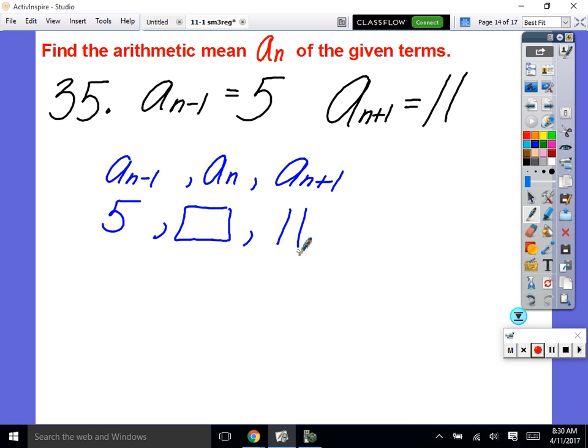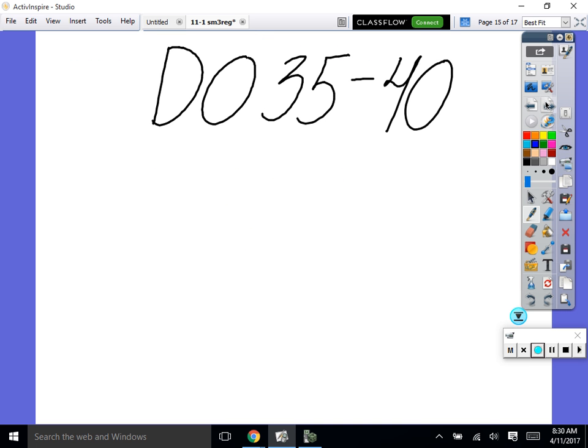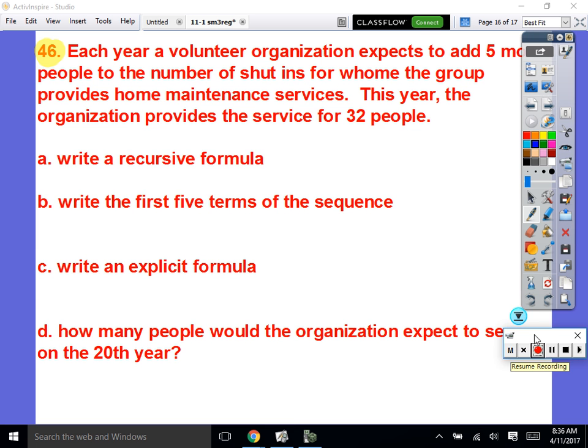You see how this is no different than the ones we just did? So it's just really deciphering what am I talking about. You can't let notation throw you off, and you've got to think, what is this giving me? And draw yourself a picture if you need. So then you can do this however many ways you want. The arithmetic mean, you do 5 plus 11, which is 16, divided by 2, which is 8. So my answer would be 8 for that one. All right, so what I'm going to have you do is do 35 through 40 now. Let's all go to 46 real quick.